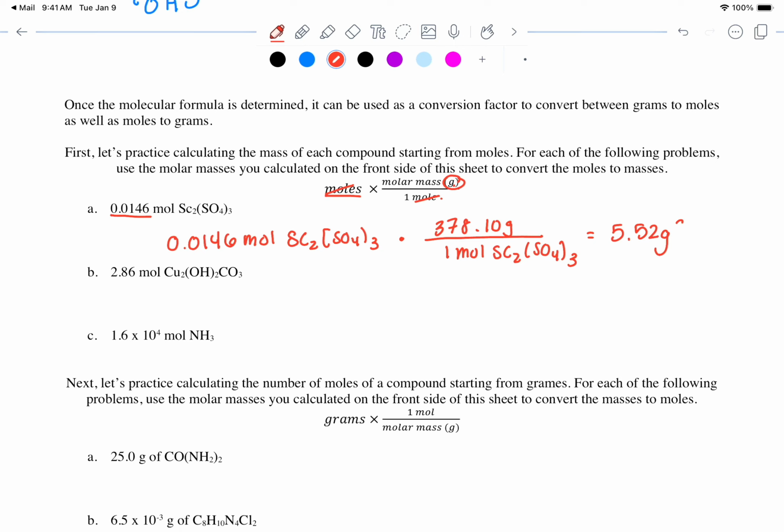And we are going to get 5.52 grams Sc2(SO4)3. Now I want to make a note about sig figs.